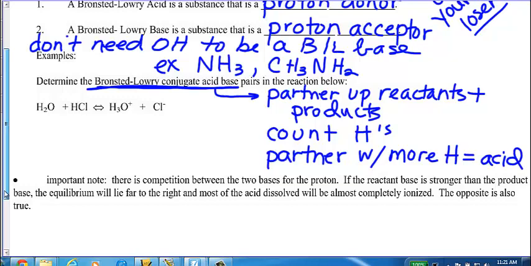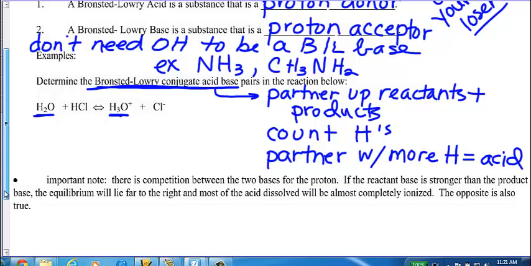So here we go. When I say partner them up, you ask yourself, who is water going to turn into? Which product does it look most like? In the product that you pick, its partner will either have one more hydrogen or one less hydrogen, and that's it. So H2O partners with H3O+. They are a conjugate acid-base pair. Now we have to figure out who's the acid and who's the base.